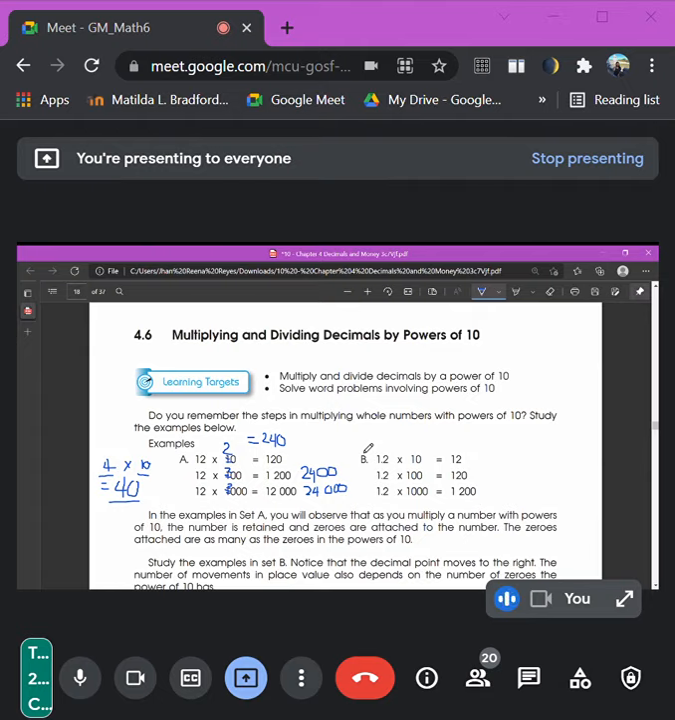Maybe for you, given this, 4 times 10 is easy. But what if the numbers are bigger? For example, you will have 4 times this one, like 100,000.